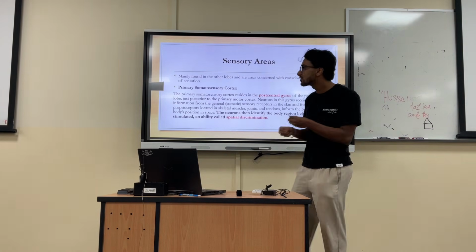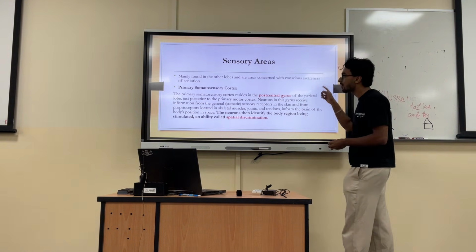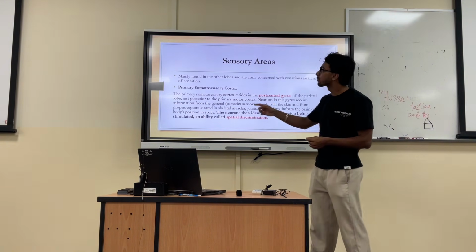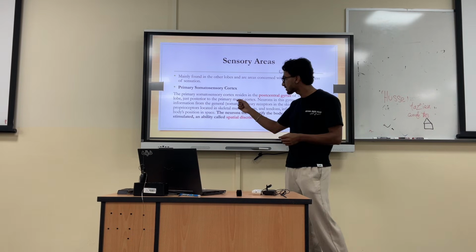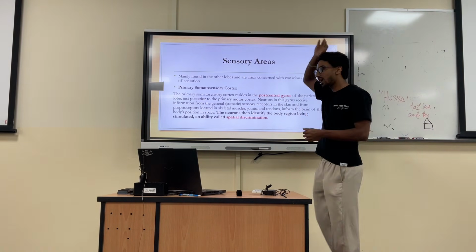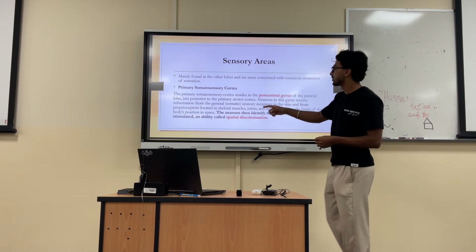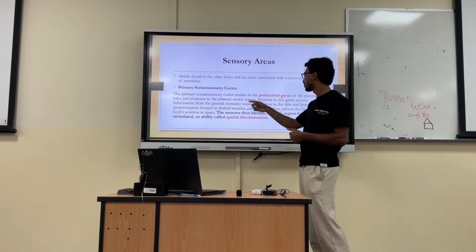Now, coming to the sensory areas, mainly found in other lobes, these are areas concerned with conscious awareness of sensation. The primary somatosensory cortex resides in the postcentral gyrus, which is behind the central sulcus of the parietal lobe, just posterior to the primary motor cortex.